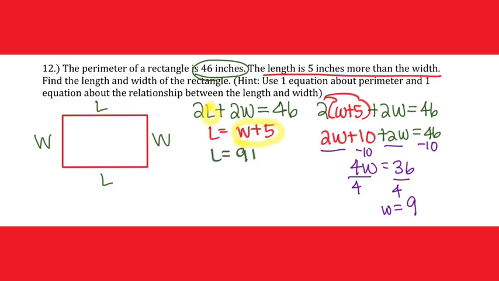And it's very simple to find out what the length is because our first equation from the information about the length tells us that the length was just 5 more than the width. So we know it's 14. I can also check these, because if I have 2 of the lengths plus 2 of the widths, that'll be 2 14s plus 2 9s. That's 28 plus 18, and that does equal 46. So we're good.